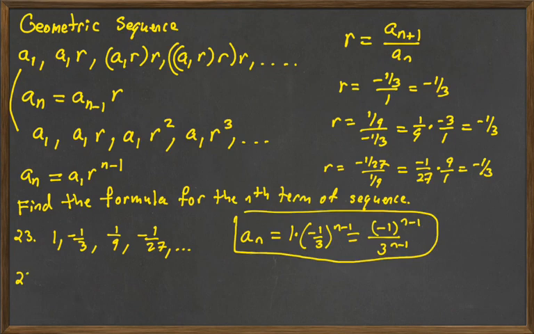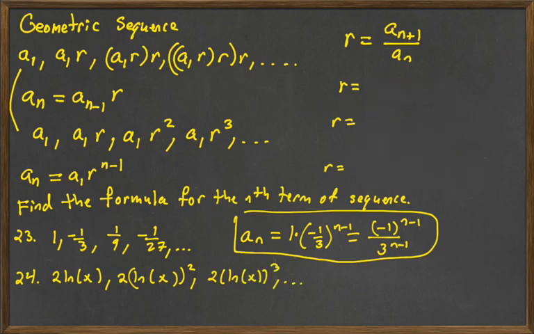Okay. All right, let's do one more. So let's look at the sequence 2 natural log of x, then 2 times the natural log of x squared, 2 times the natural log of x cubed, and etc. So it appears that maybe we're multiplying by the natural log of x each time. So let's check it out. Take the first two terms and take the second one, 2 times the natural log of x quantity squared, and divide that by 2 times the natural log of x. And that'll give us natural log of x as our common ratio.